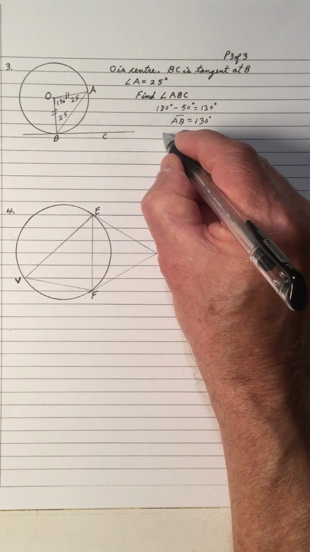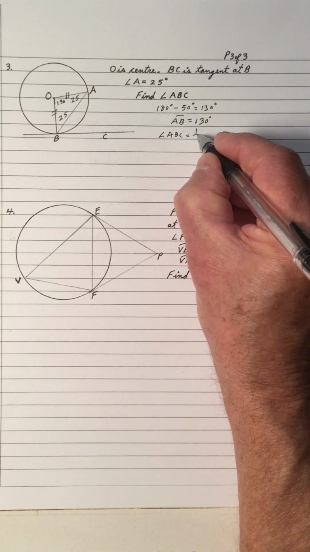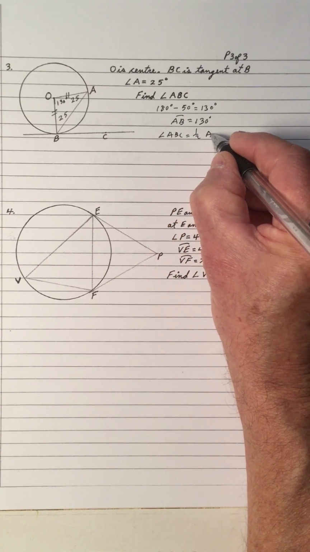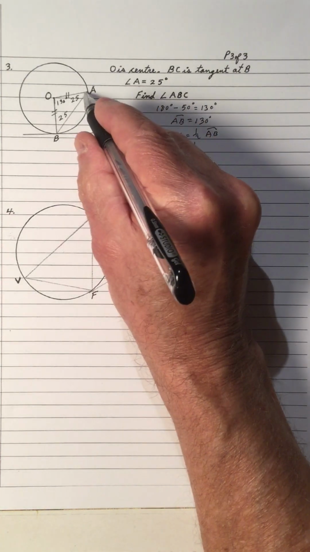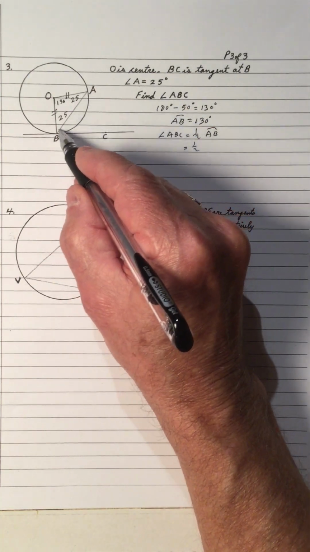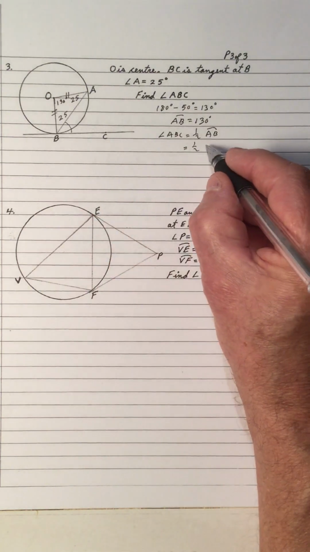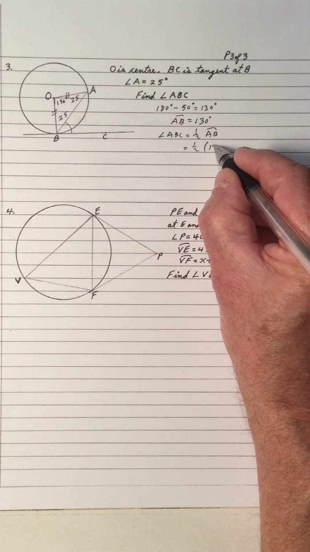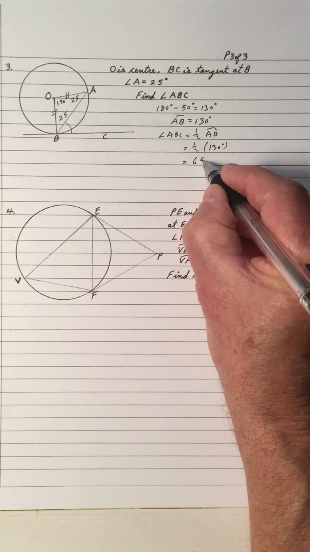And that means that the angle ABC is half of the intercepted arc AB. This angle ABC is formed by the tangent and the chord. There's the chord, there's the tangent. So this angle right here is half this intercepted arc. AB is 130 degrees, so half of that is 65.